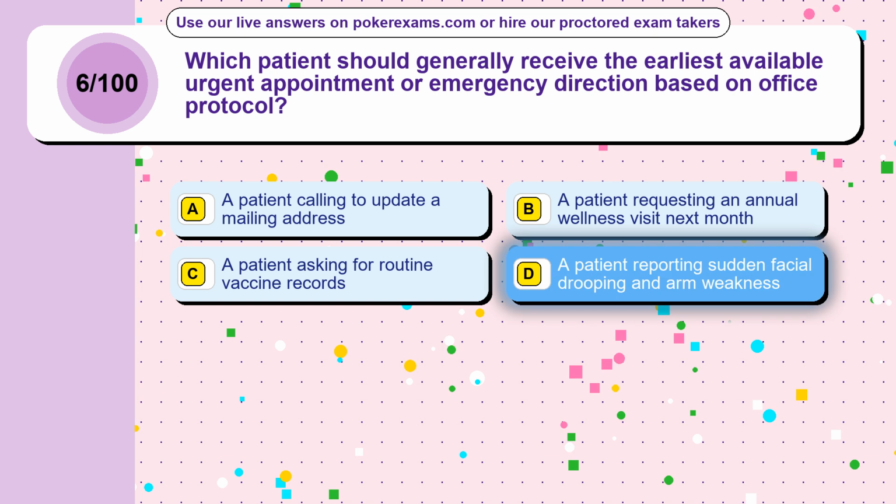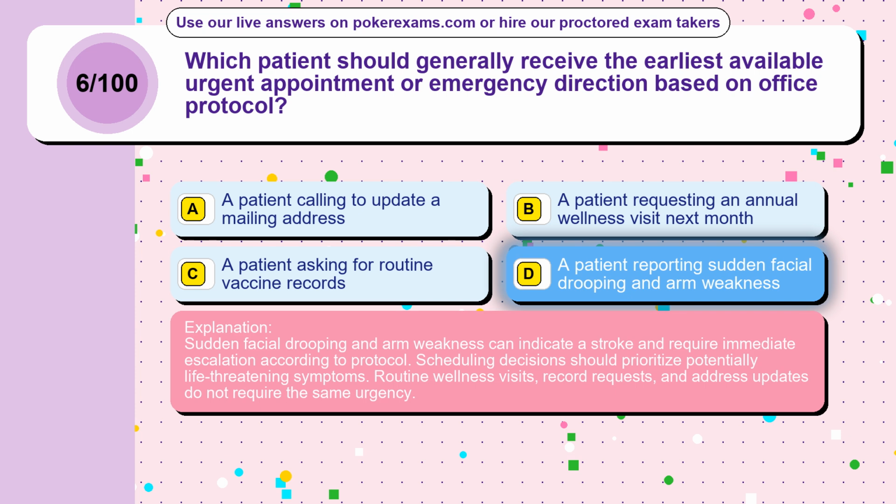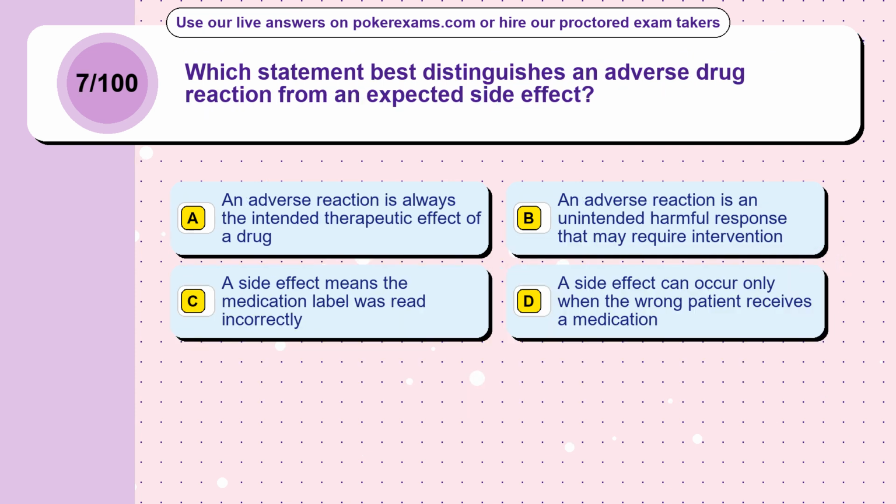A patient reporting sudden facial drooping and arm weakness. Sudden facial drooping and arm weakness can indicate a stroke and require immediate escalation according to protocol. Scheduling decisions should prioritize potentially life-threatening symptoms. Routine wellness visits, record requests, and address updates do not require the same urgency. Question 7.